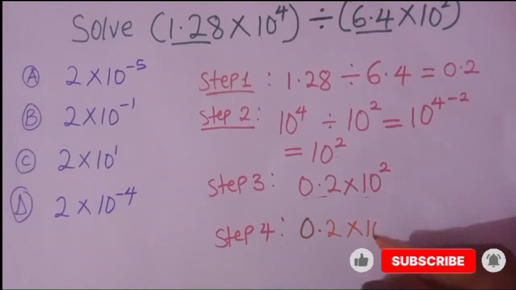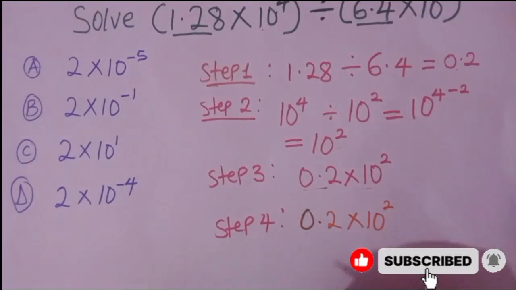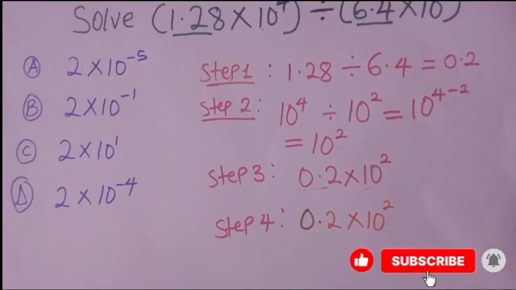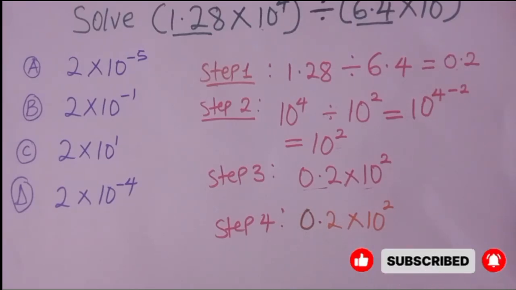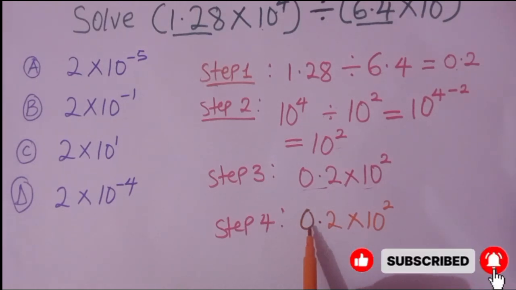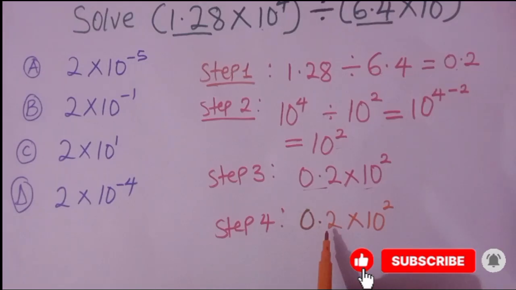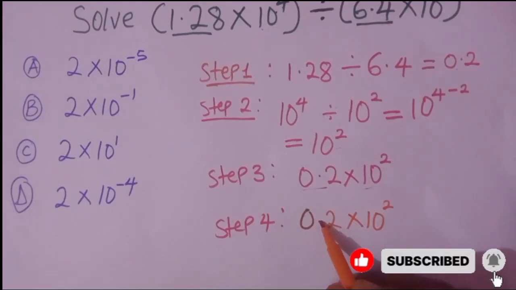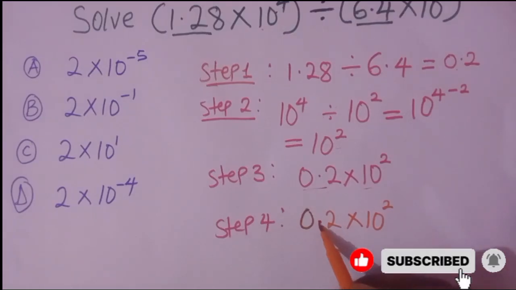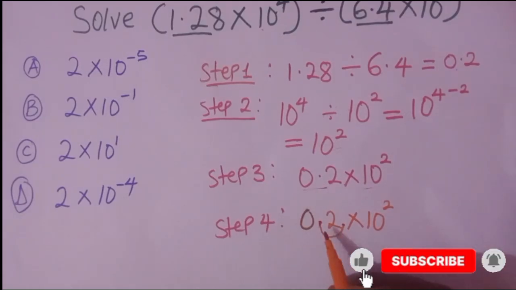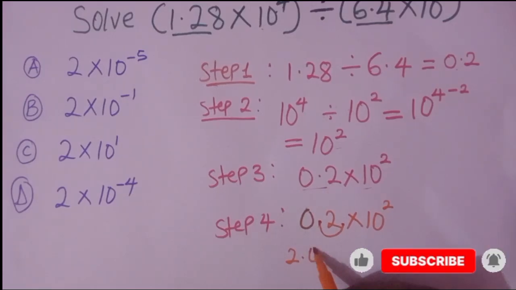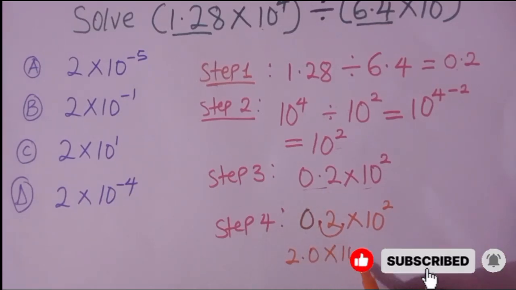0.2 times 10 raised to power 2. Now, standard form must have one number before the decimal point. Please take note. Standard form must have one number before the decimal point. If you check, this is 0. So there is no number before the decimal point. So what are we going to do? We carry the decimal point from the left to the right. So once we shift it, we have 2.0 times 10 raised to power.